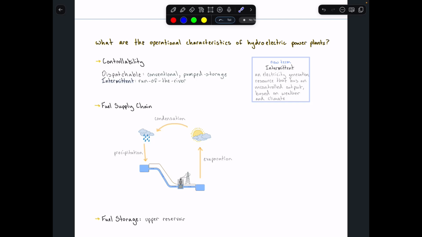And so here, let's see, during periods where there's a lot of precipitation, like for example, maybe during the winter or the spring, there's a lot of rainfall, so water accumulates in that upper reservoir and can be stored for future use. And then in the seasons such as the summer, there's typically higher electricity demand because people are turning on their AC units. They can release more water through the turbines to generate more electricity. Then in comparison to the conventional and pumped storage, run-of-the-river plants typically don't have any storage and just rely on that natural flow of the river.